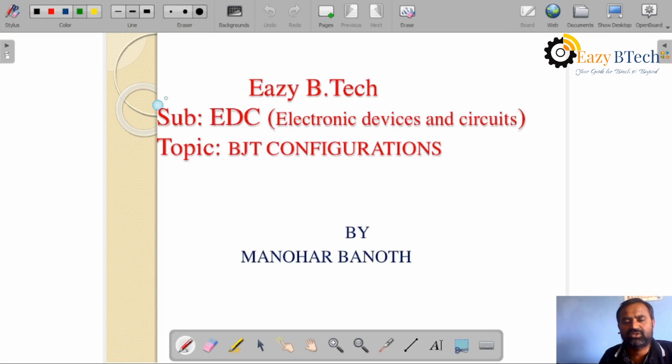In today's lecture, we will discuss the common emitter configuration. In the previous session, we discussed the common base configuration. Today we will discuss how the common emitter configuration is obtained and how its input and output characteristics graphs are drawn. Okay, students, we'll start.